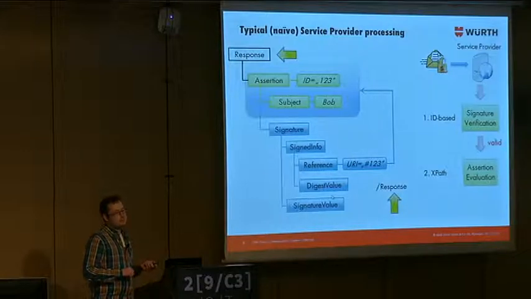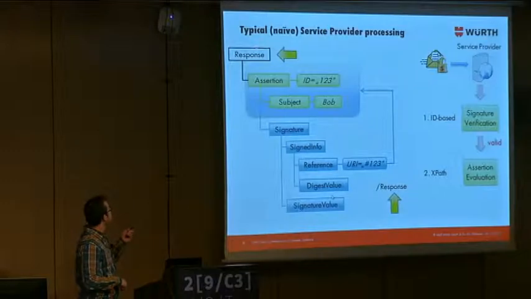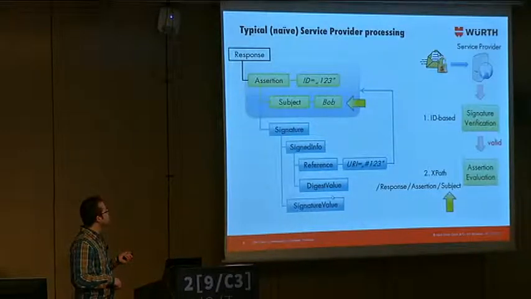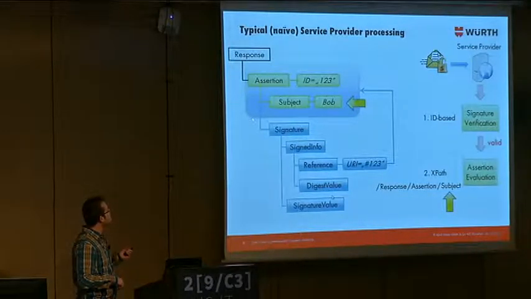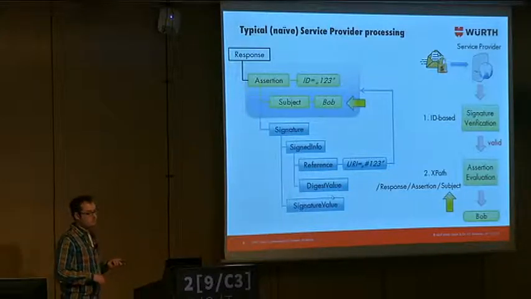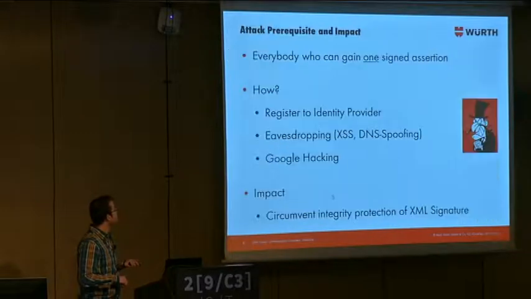And this addressing: first with /response, you can address the response element, then /assertion addresses the assertion, and finally /subject addresses the subject. In this case, the user Bob gets authenticated as it is addressed as subject in this assertion. This is the normal processing of a service provider.